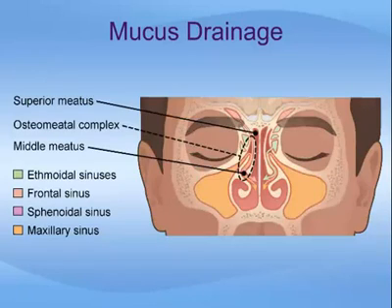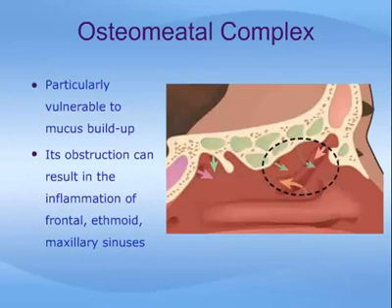middle meatus, creating a congested area called the osteomeatal complex. The posterior or back ethmoid sinuses and the sphenoid sinuses empty mucus into the superior meatus. The osteomeatal complex is central to sinus function and is particularly vulnerable to mucus buildup, swelling, and infection. Any obstruction of this structure can result in inflammation of the frontal, ethmoid, or maxillary sinuses.